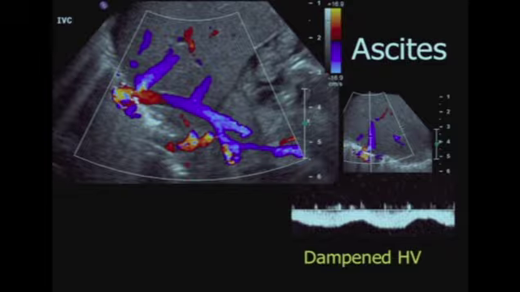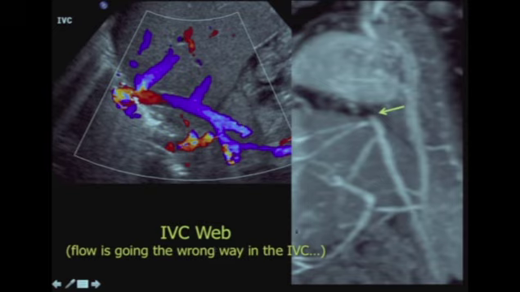Yes, there was flow, but no one paid attention to the direction of it, and it was abnormal. When we looked at the hepatic veins, they were very dampened. We are not getting any sort of right atrial activity. And when we finally went to other imaging evaluations, we found that in fact there was an IVC web right here, which is a very difficult place to evaluate with Doppler. And again, not just saying flow, therefore normal. It's like, no, there was flow, but going the wrong way.